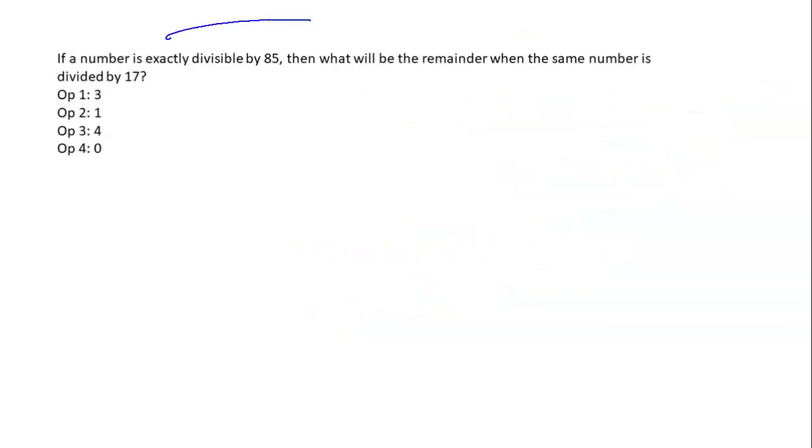The number is exactly divisible by 85, then what will be the remainder when the same number is divided by 17? Because 85 is divisible by what? 17. 85 is divisible by 17. So the remainder is going to be 0. Clear? Next question.